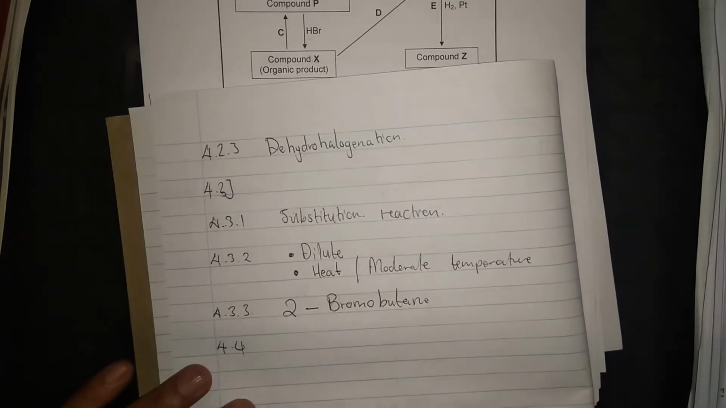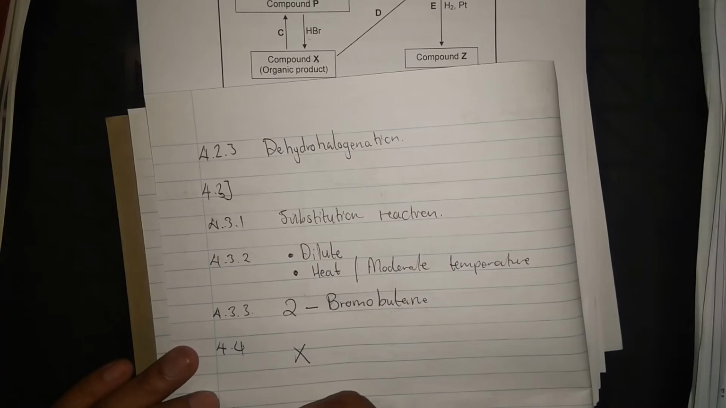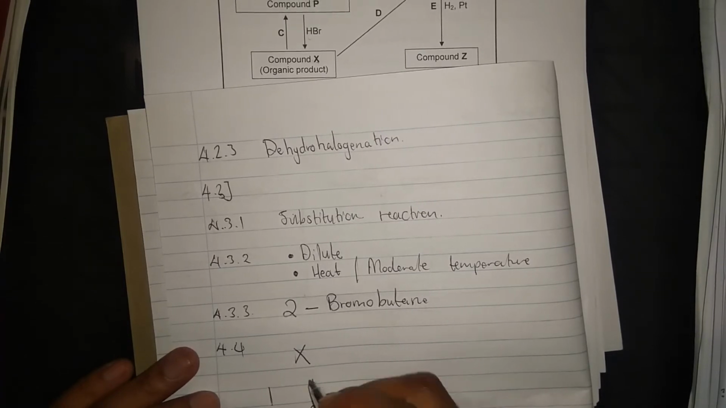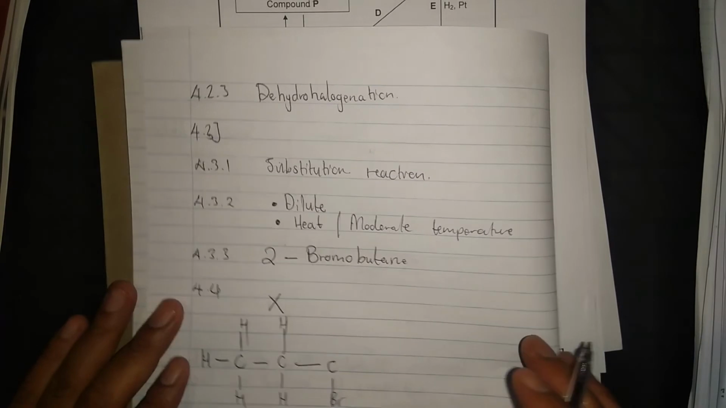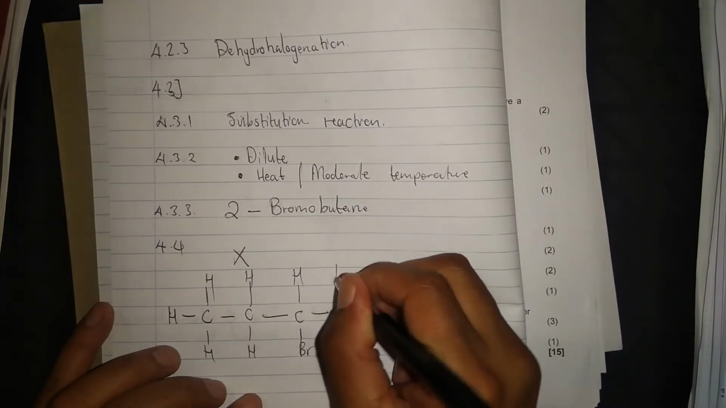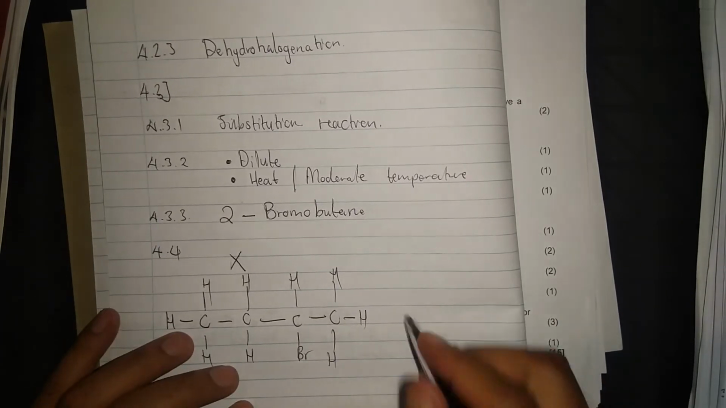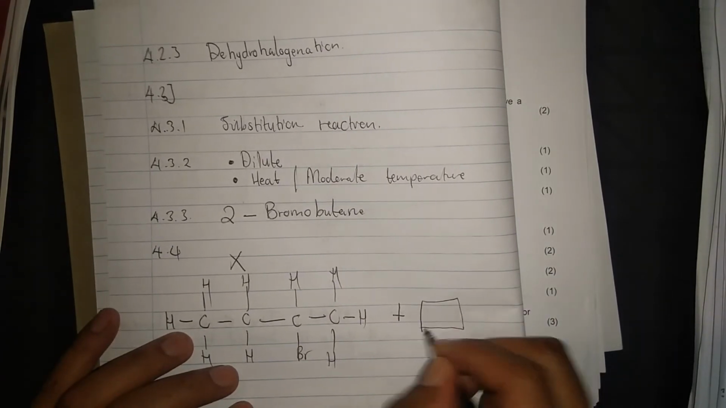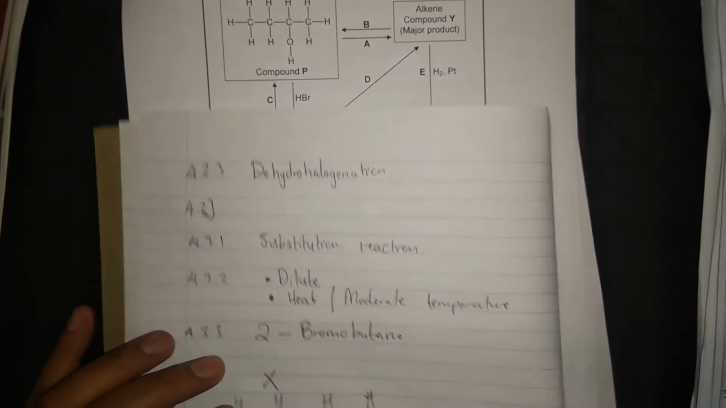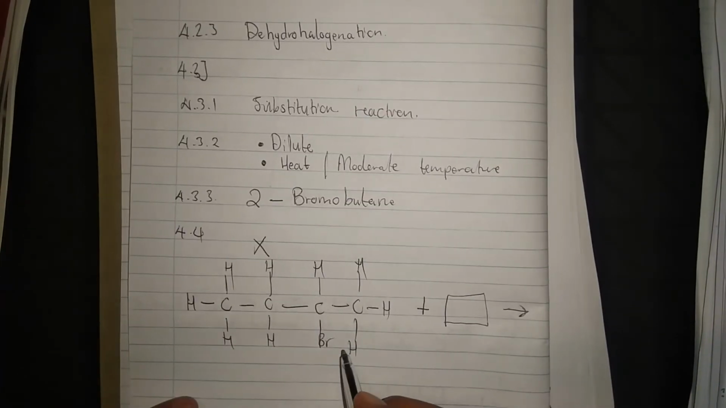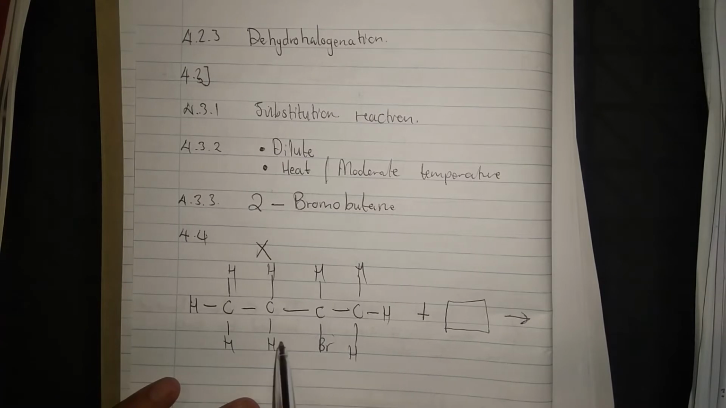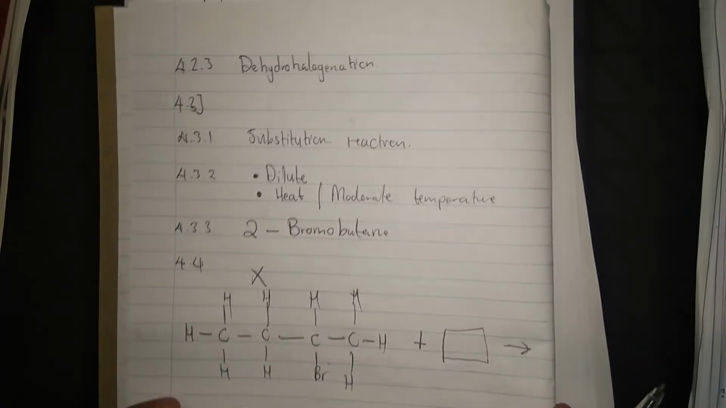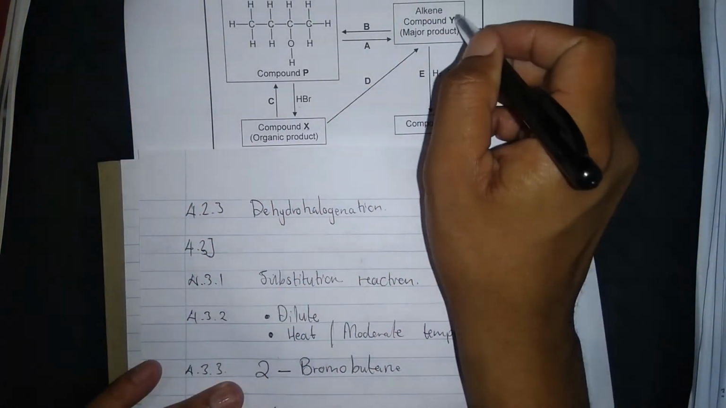So let's see again, compound X is HC. I want you to see this, not just hear me talk about it. It has 2 bromine here, plus something, an inorganic reactant, to form an alkene. So here it is a dehydrohalogenation to form a compound Y.